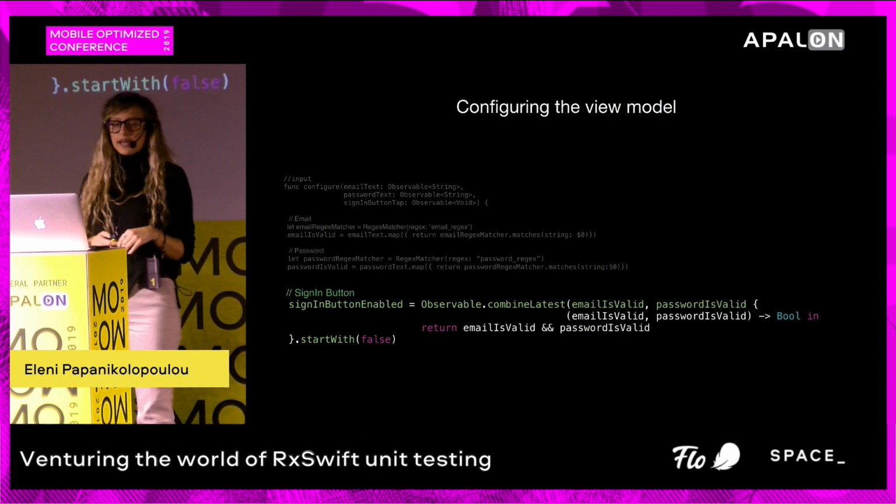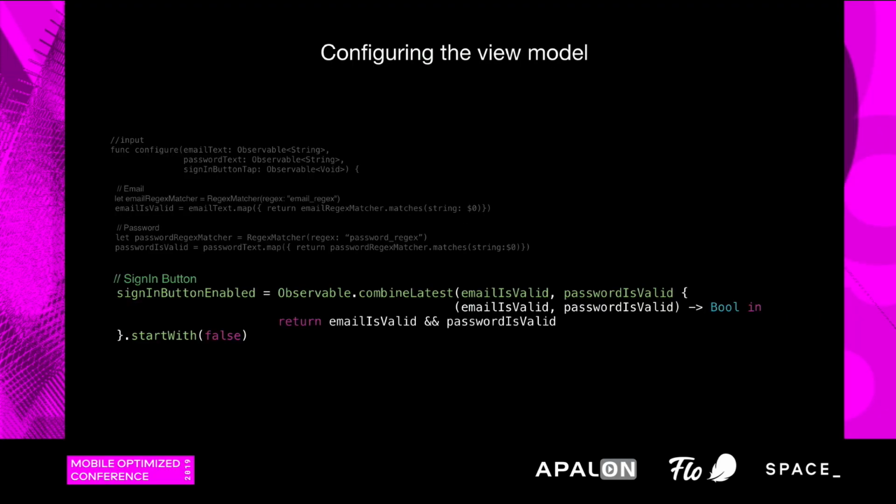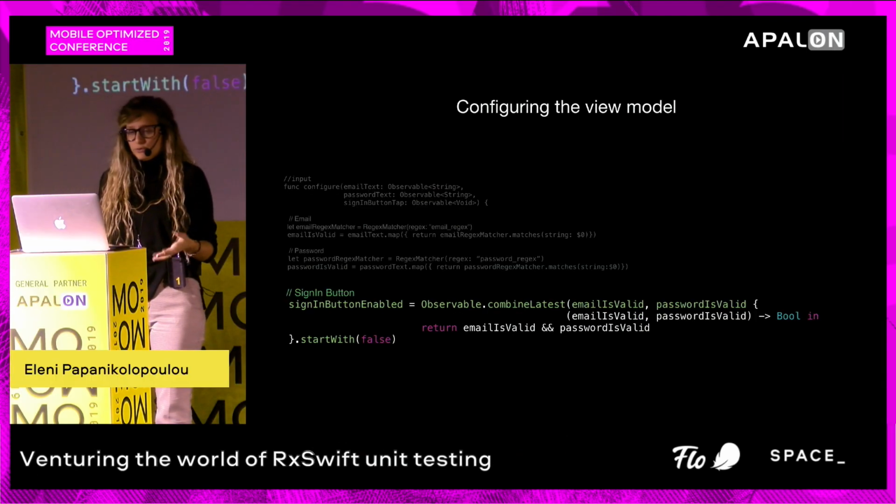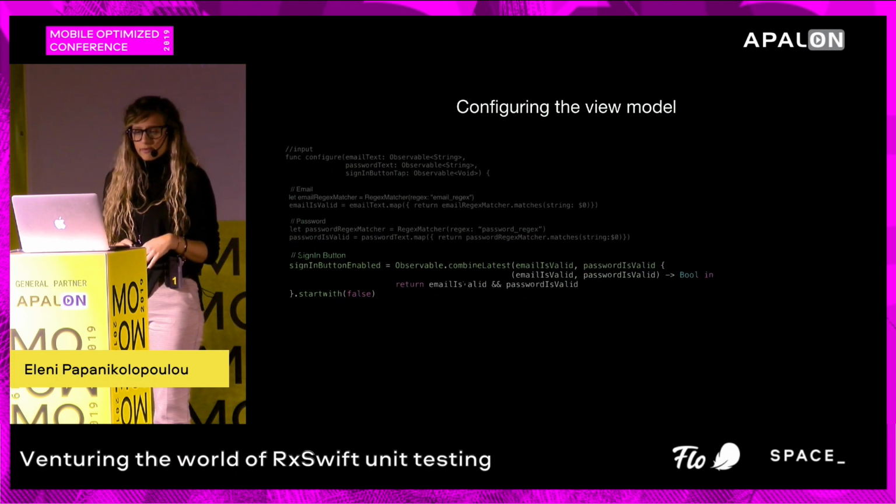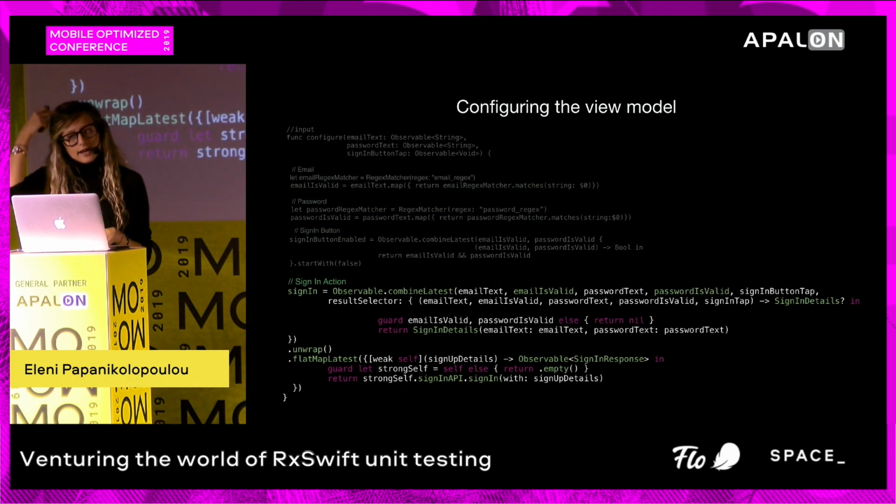And now it creates the sign-in button enabled. And it does that by using the combineLatest operator, which combines the events emitted by the two aforementioned observables, and returns a result only if both email and password are valid. And you can see here that we use the startWith operator with an initial value false. This is because when our sign-in screen first appears, we want the sign-in button to be disabled even though the user hasn't typed anything yet. So we want an initial event to disable the button. And then it creates the sign-in action.